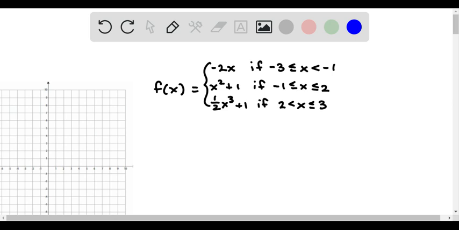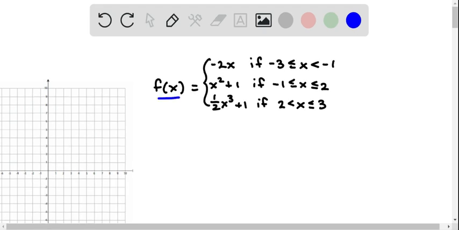Okay, we're going to graph this piecewise function, and so I like to start by visualizing what each piece should look like before I get too far. So f of x equals negative 2x is going to be a line. F of x equals x squared plus 1 is going to be part of a parabola. And f of x equals 1/2 x cubed plus 1 is going to be part of a cubic curve. So let's keep in mind that only the top one will be straight and the other two will be curved.